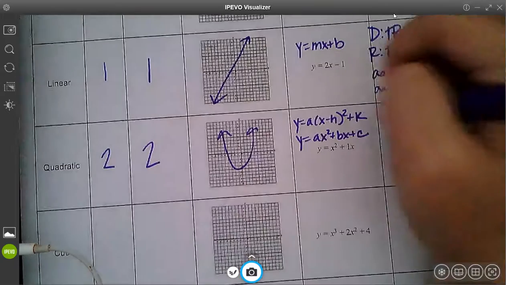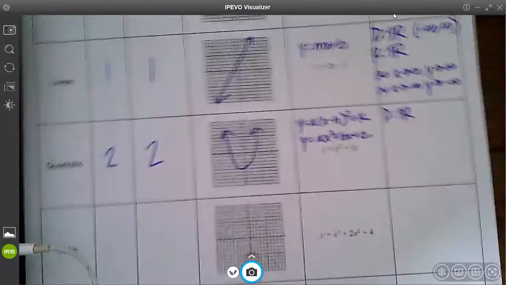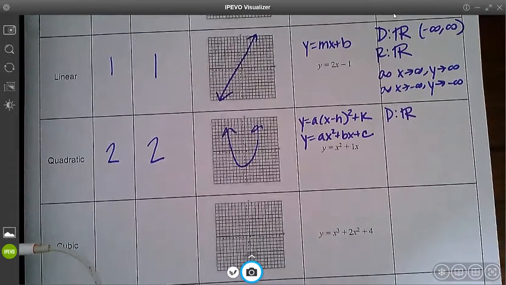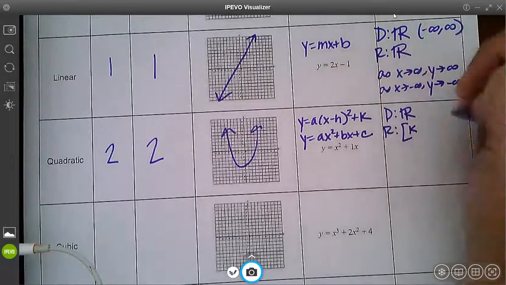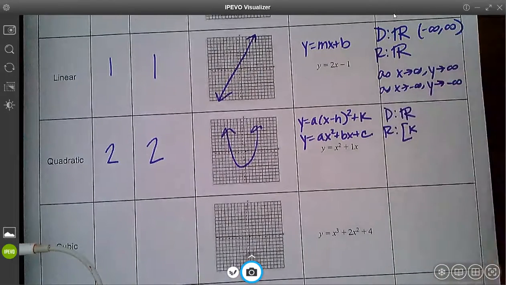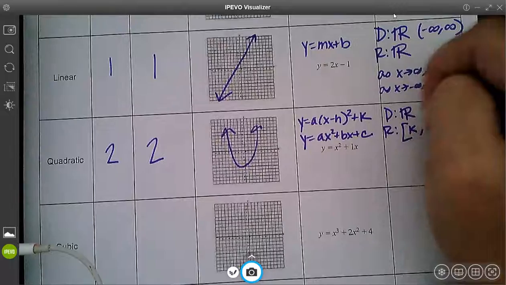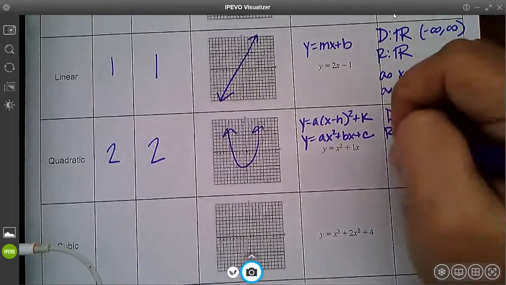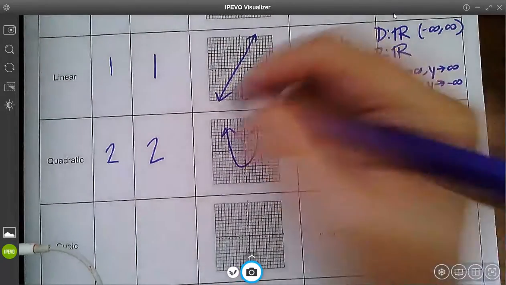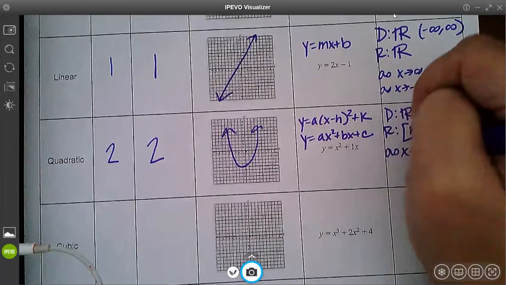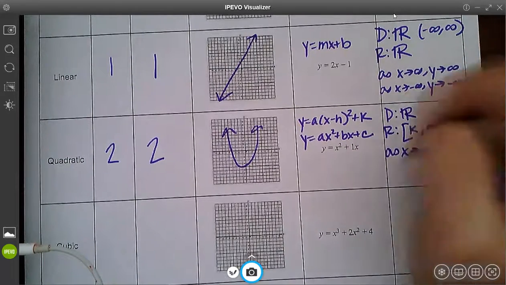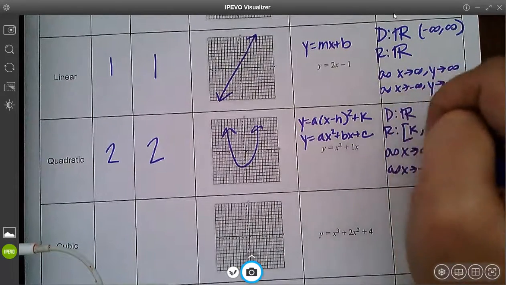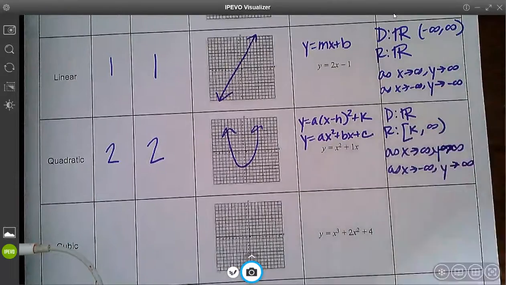The domain for all quadratics is all real numbers. The range is dependent upon your vertical shift. So your range here is going to be from your k value, your vertical shift when it's in vertex form, to infinity. Your end behavior, notice as the squared is going in the same direction. So as x goes to infinity, it's going up, y goes to infinity. And as x goes to negative infinity, y is still going to positive infinity.